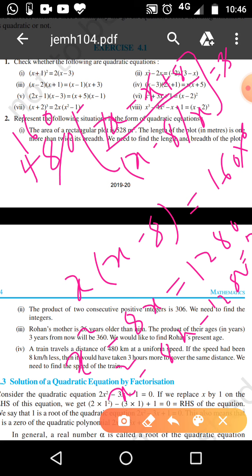So in this method we can complete our exercise 4.1. Next day, tomorrow, we shall discuss the solution of a quadratic equation by the factorization method.